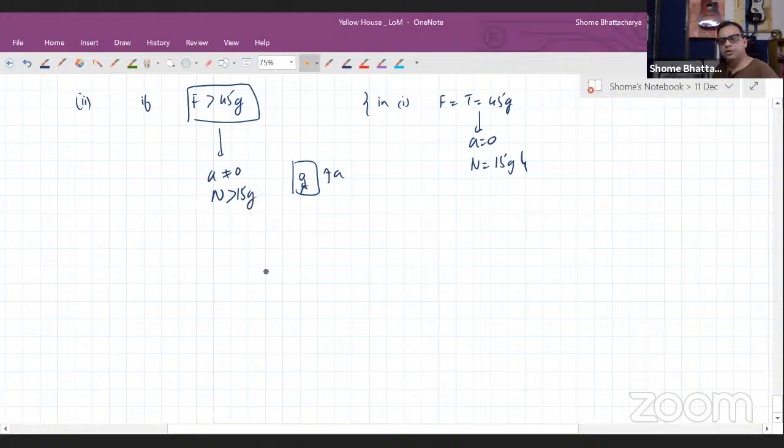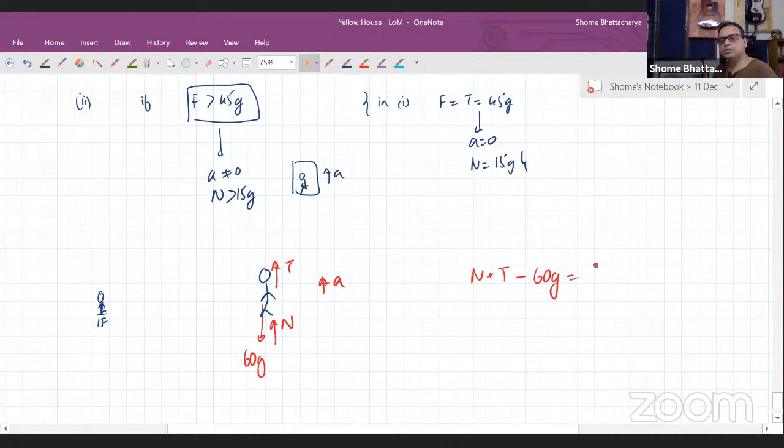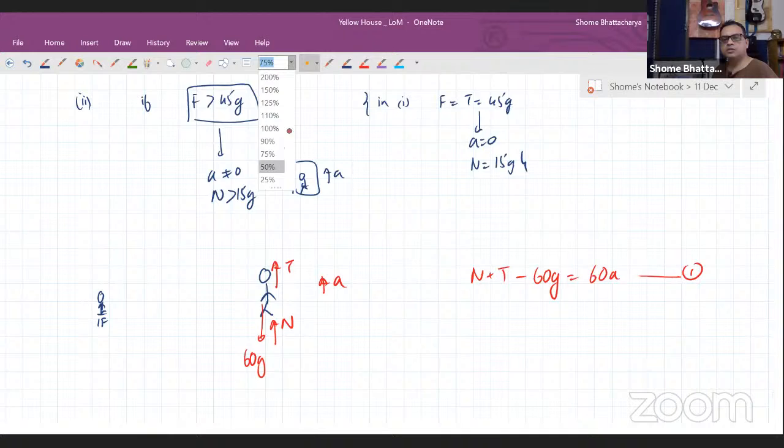So coming back to the free body diagram, on him, again both of the FBDs we are seeing in the inertial ground frame. So on him there is this T, his weight 60 G, and some normal reaction such that there's an upward acceleration of A. So this time N plus T minus 60 G is equal to 60 A upwards. That's our first equation.